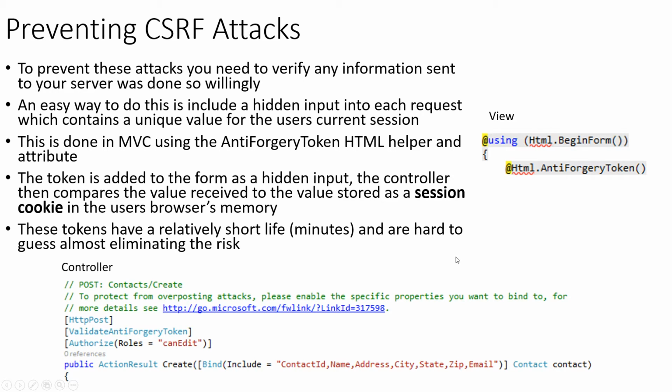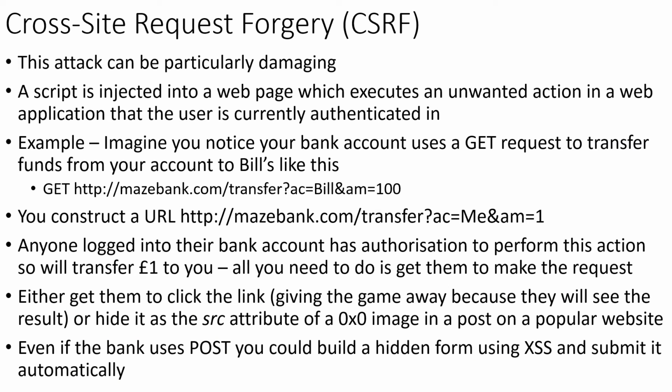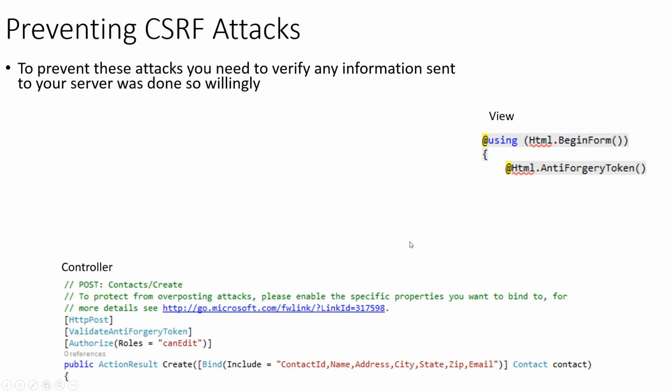So those tokens have a short life and are very hard to guess, so it almost eliminates the risk. For this to happen, I don't know how you'd break this. In the fake URL that you created, you'd have to have, in addition, the session ID for the user. So hopefully you can see how that suddenly makes this more difficult.